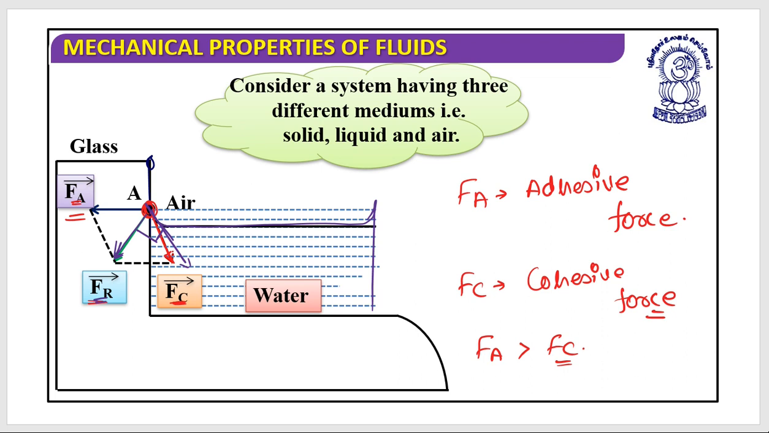So this is one of the cases where Fa is greater than Fc, that is, when the adhesive force is greater than the cohesive force, you will have this kind of meniscus. When I say this kind, you will have a concave meniscus. I hope this is clear.